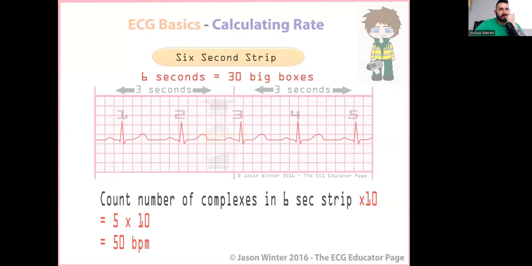So how do I find 3 seconds? Bold thing if it's there. So 5 big blocks. Is that 3 seconds? 1 second. Is it? No. 30 blocks, 5 little boxes. 15. All right, there you go. 15 blocks. So if you want to find 3 seconds, do 15 blocks. If you want to find a whole 6-second strip, then you do 30 blocks. And then you just count the number of QRSs, count the number of P waves.